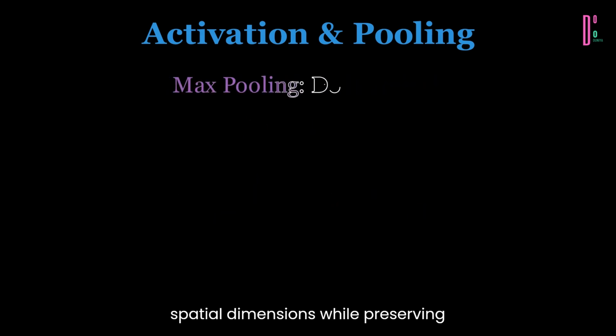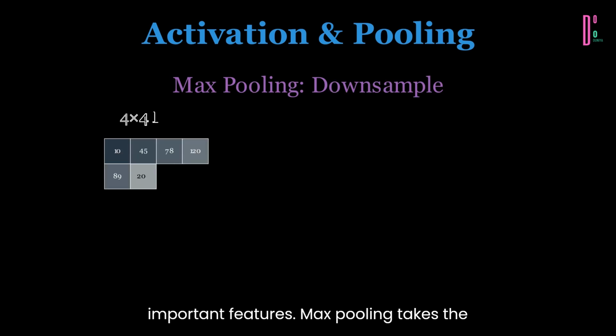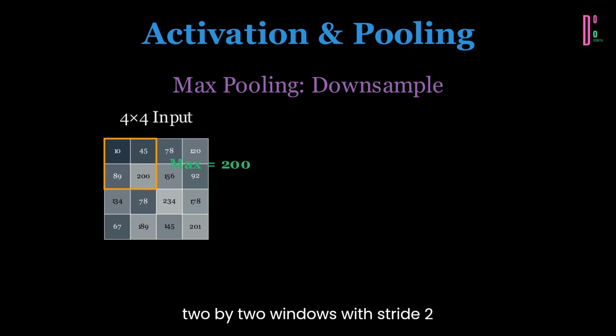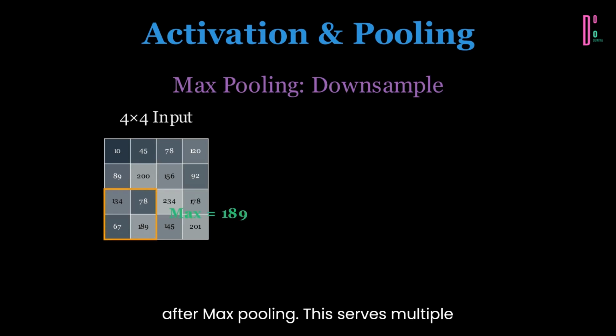Pooling reduces spatial dimensions while preserving important features. Max pooling takes the maximum value in each region, typically 2 by 2 windows with stride 2, cutting dimensions in half. A 28 by 28 feature map becomes 14 by 14 after max pooling.